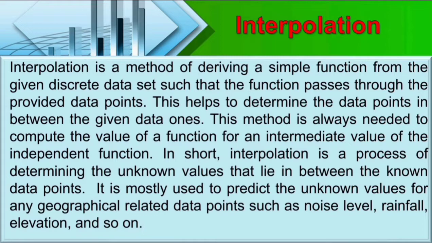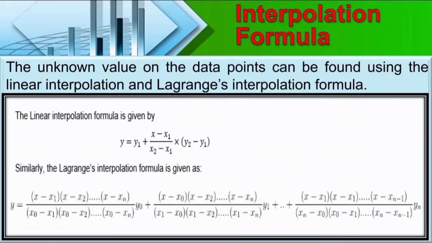It is mostly used to predict the unknown values for any geographical related data points such as noise level, rainfall, elevation, and so on. Interpolation formula. The unknown values on the data points can be found using the linear interpolation formula, which is y is equal to y1 plus x minus x1 divided by x2 minus x1 whole multiplied by y2 minus y1.